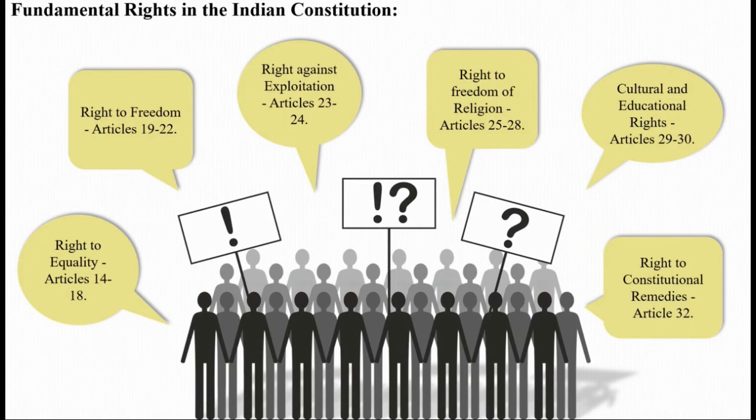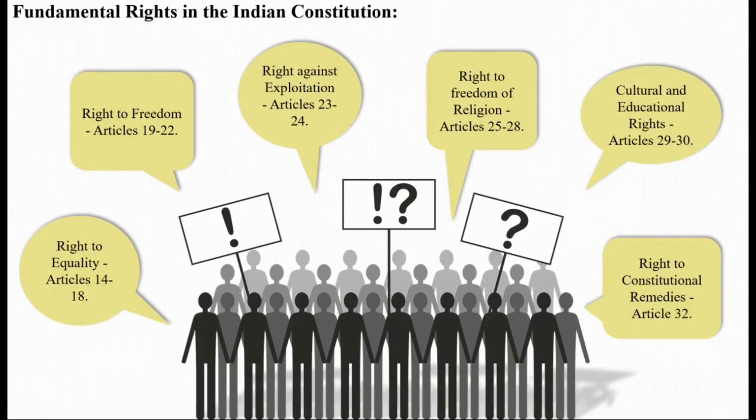Article 21A provides for compulsory education to all children between the age of 6 to 14. This was introduced by the 86th Constitutional Amendment in 2002. Article 22 deals with protection against arrest and detention. It is a safeguard against arbitrary executive authority. It is applicable to citizens and non-citizens.